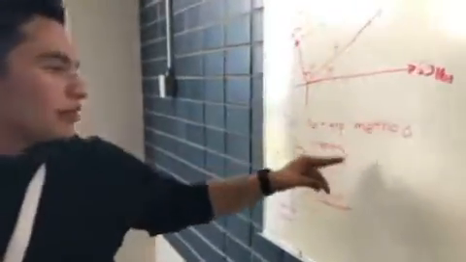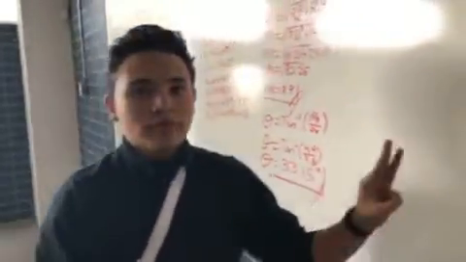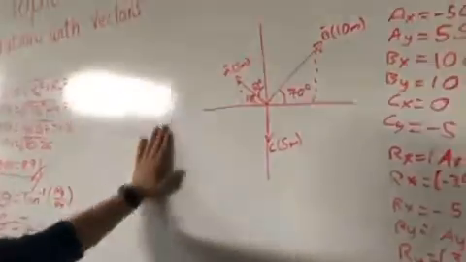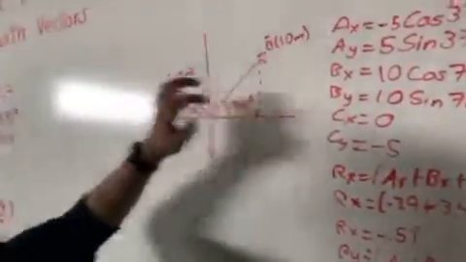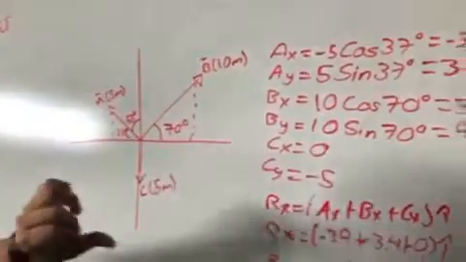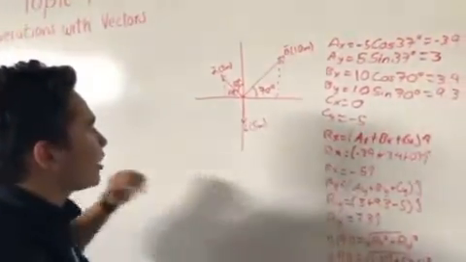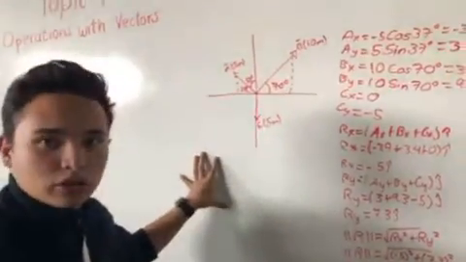The next method, that is the tail-to-tip method, is not quite different. The only difference is that this has three vectors, the third one being C. Now, in this example, we can use the same approach that we did before. For example, for the value of A, Ax and Ay, you have an angle, 37. You do the same as the other one, the imaginary line and the trigonometrical rules.